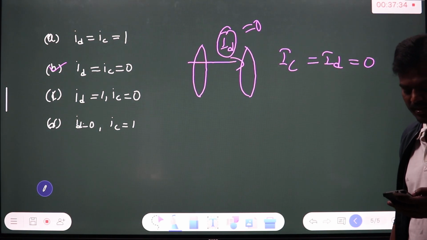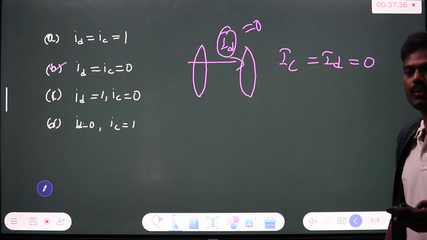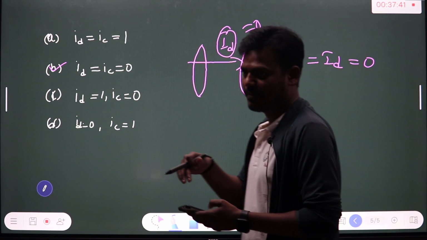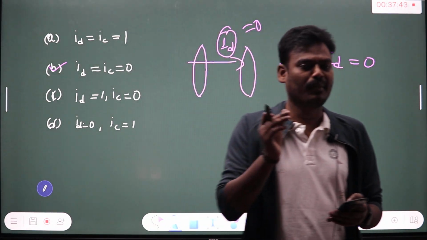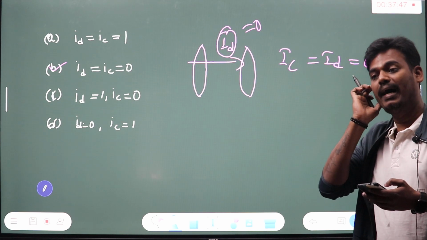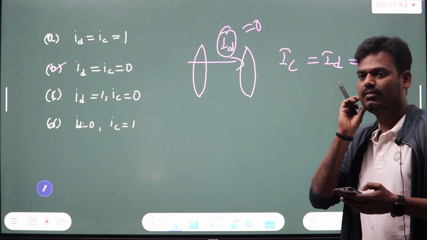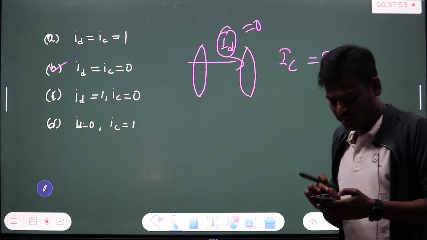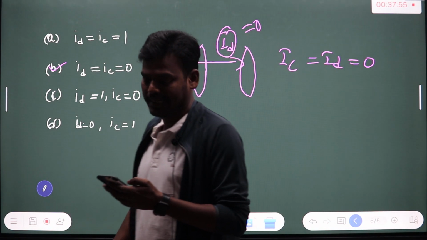Next question. This question consists of both previous concept and present concept. If you remember the previous concept, that is EMI, electromagnetic induction, that is the impedance concept. You can do it easily. Okay, so let's see question number 3.